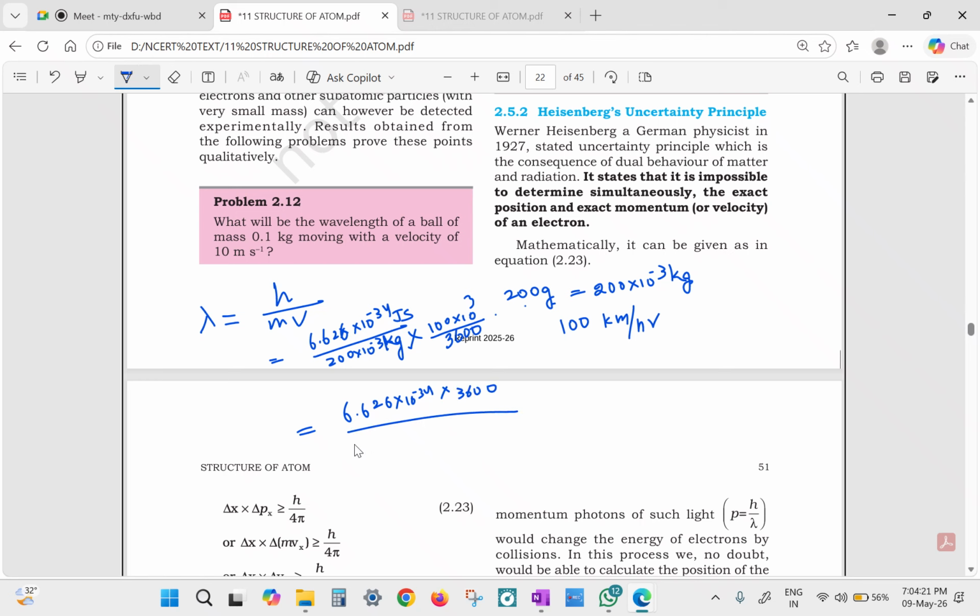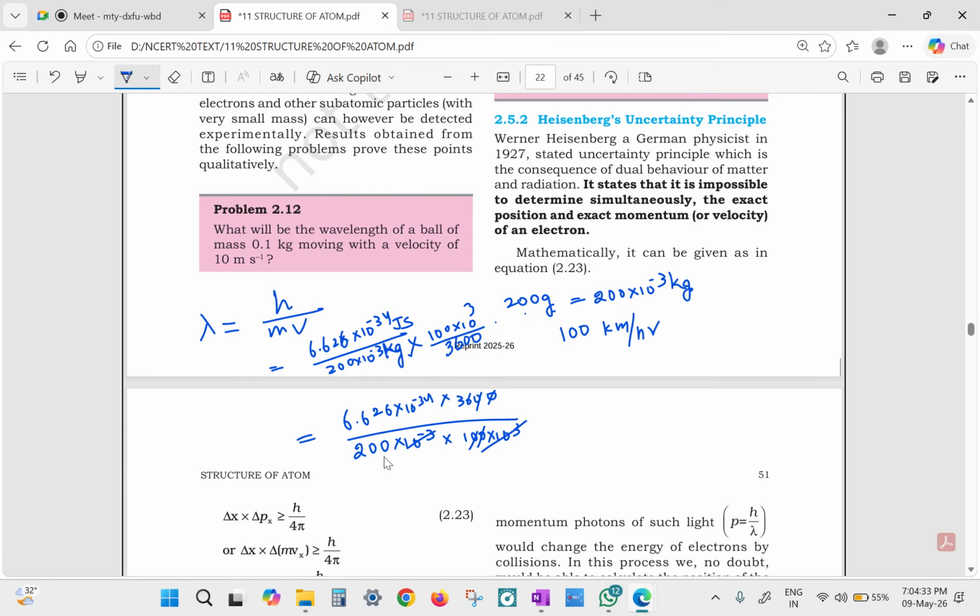Yes, the conversion part is fine. So 200 into 10 to the power minus 3 into 100 into 10 to the power 3. These will go off. So what will be there? You will have something around 6.626 into 36, so even if you ignore all that, something like 36 into 3 times, which will be around, say, 110 times 10 to the power minus 34 meters. Do you think this wavelength value is good enough to be measured?